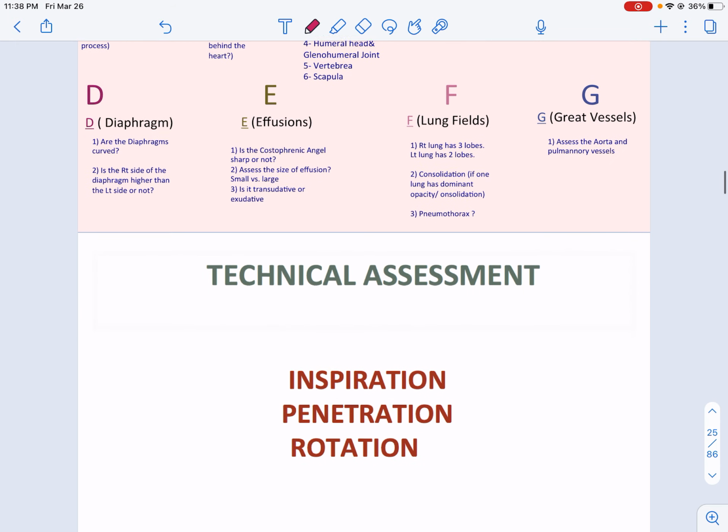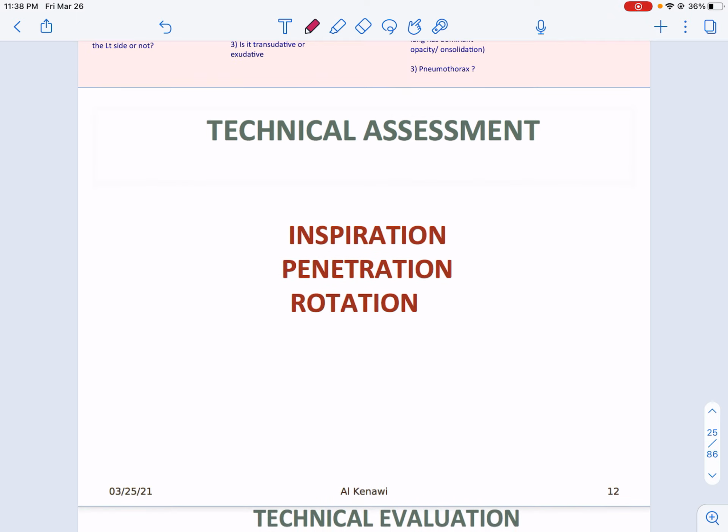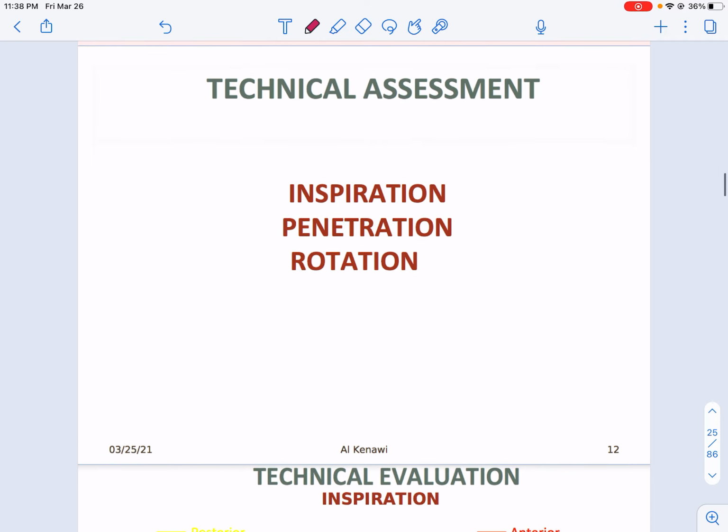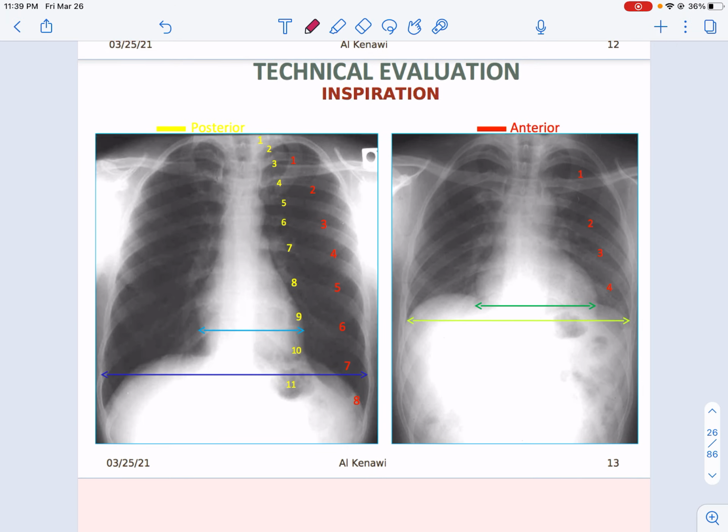إيش إحنا لما نعمل technical assessment we need to assess inspiration and we need to assess the penetration, sometimes they call it also exposure and the rotation. كيف إحنا نعمل assessment ل all of this؟ أول خطوة technical evaluation. عادة لما ياخدوا chest x-ray ياخدوها during inspiration. تمام؟ فكيف أعرف إذا هو a good inspiration or poor? Basically by counting the reps.